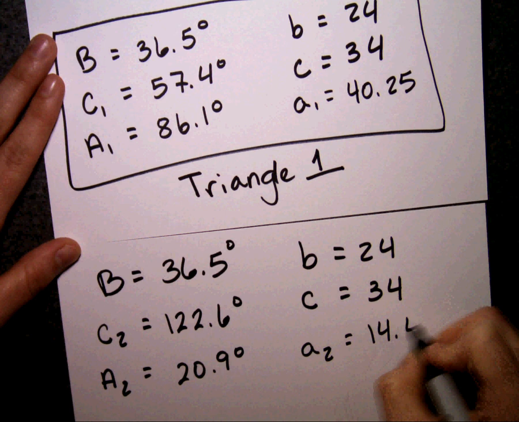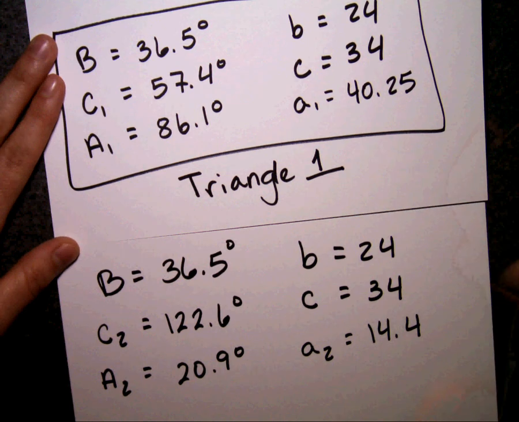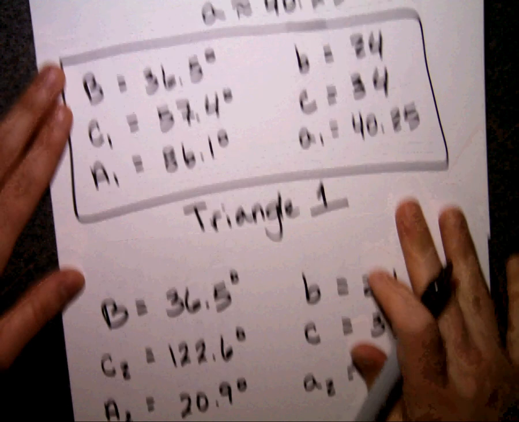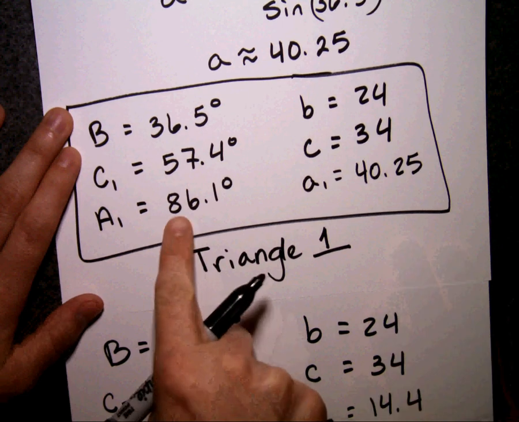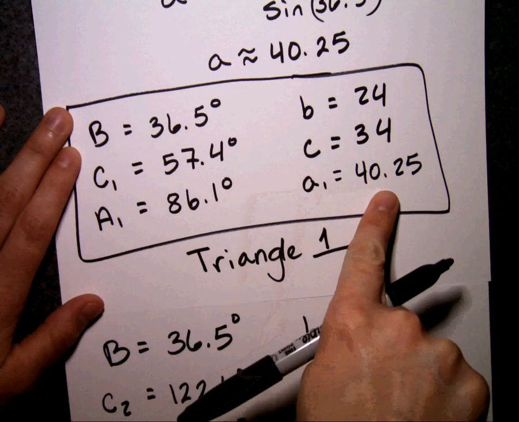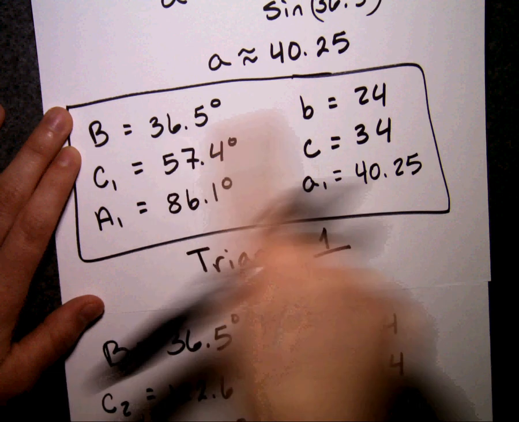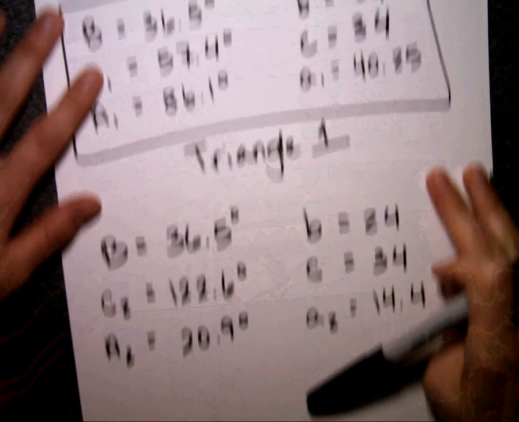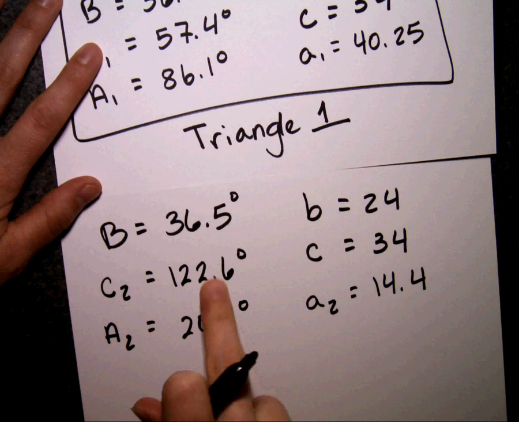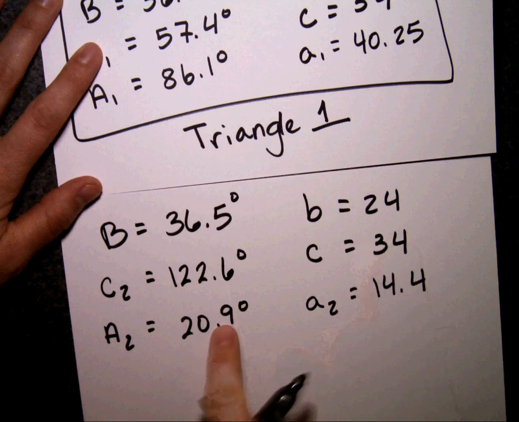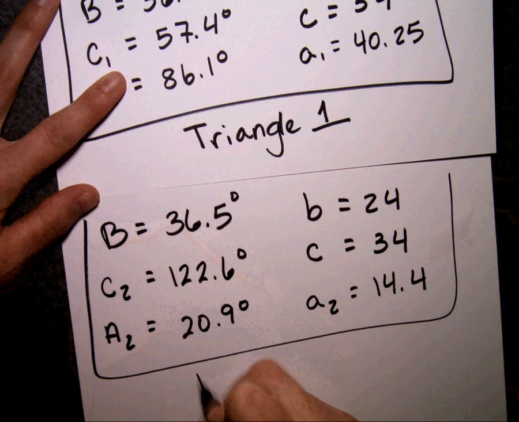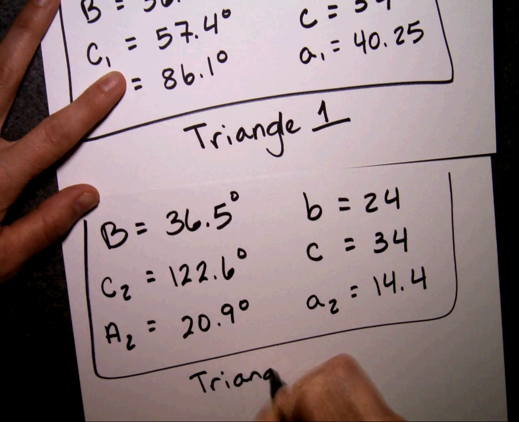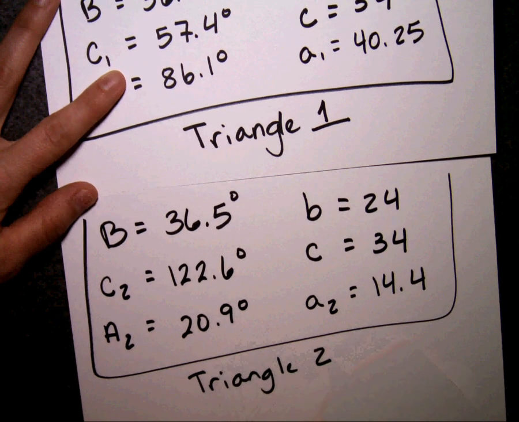and side A sub 2 we found to be approximately 14.4. And again, going through and checking that our answers actually make sense, our largest angle should correspond to the largest side length. So for triangle 1, largest angle, largest side, smallest angle, smallest side, and for triangle 2, largest angle, largest side, smallest angle, smallest side. So they do line up, and I have all of my values for triangle 1 and triangle 2.